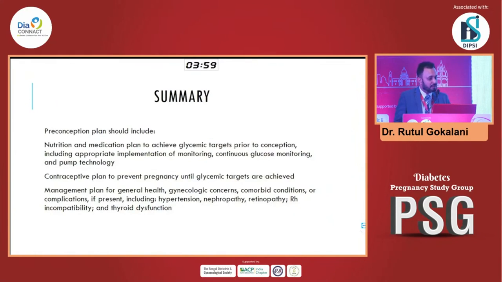So with this, I'll summarize that the preconception plan should include a nutrition and medication plan to achieve glycemic targets prior to conception, including appropriate implementation of monitoring, continuous glucose monitoring, and pump technology. A contraceptive plan to prevent pregnancy until glycemic control is achieved. A management plan for general health, gynecological concerns, and comorbid conditions or complications if present, including hypertension, nephropathy, retinopathy, RH incompatibility, and thyroid dysfunction.